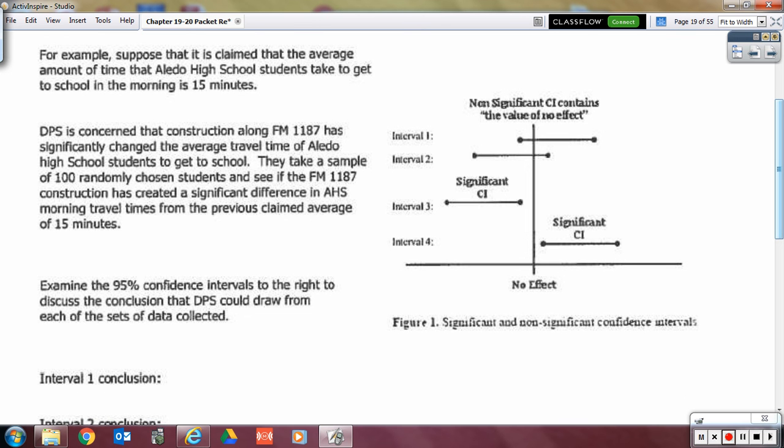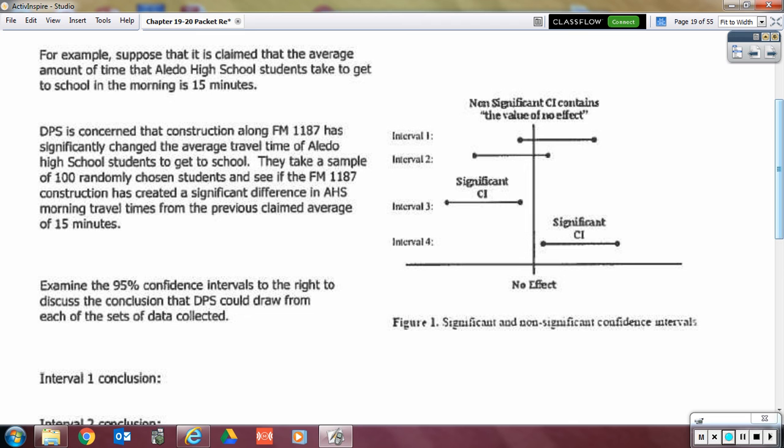For example, suppose that it is claimed that the average amount of time that Aledo High School students take to get to school in the morning is 15 minutes. Okay? So DPS is concerned that construction along FM 1187 has significantly changed the average time that Aledo High School students take to get to school. So they take a sample of 100 randomly chosen students and see if FM 1187 construction has created a significant difference in the travel time. See if it's significantly different from 15 minutes.